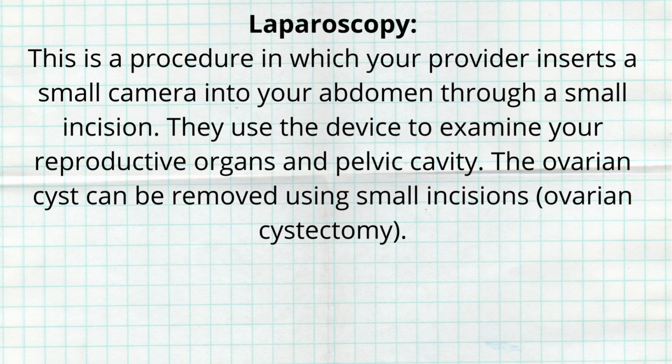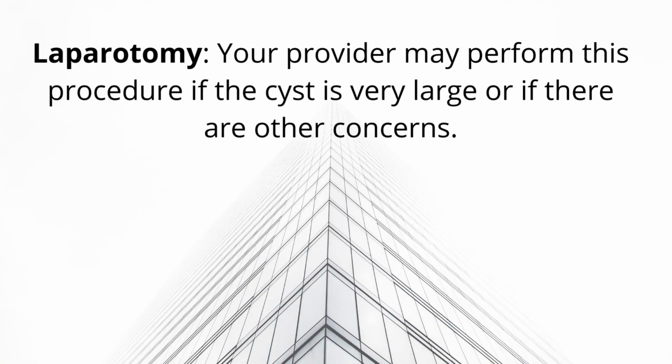This is a procedure in which your provider inserts a small camera into your abdomen through a small incision. They use the device to examine your reproductive organs and pelvic cavity. The ovarian cyst can be removed using small incisions, ovarian cystectomy. Laparotomy. Your provider may perform this procedure if the cyst is very large or if there are other concerns.